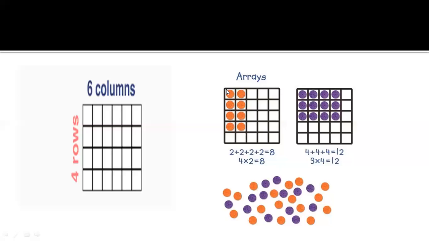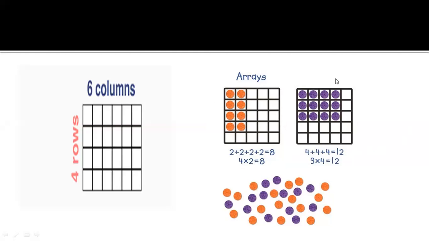If you see the columns from the top, they are 2, 2, 2, 2. So they are 8 beads. And when you see in rows, 1, 2, 3, 4, there are 4. And in each row, we have 2 beads. So 4 multiplied by 2 equals 8.